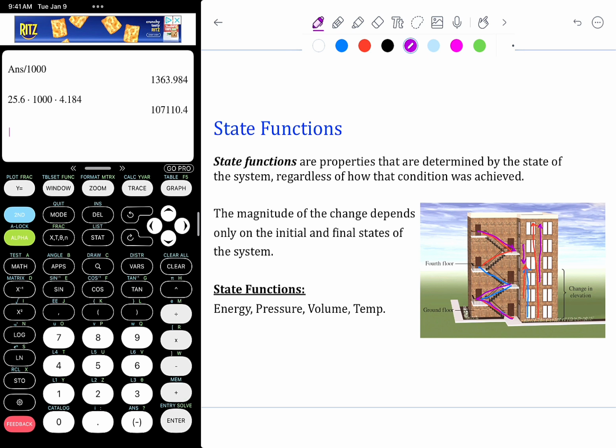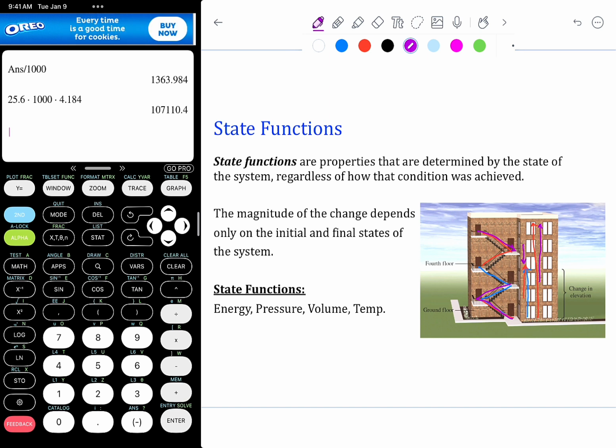You had to traverse 3 floors somehow to get there, whether you went up all 6 and then went down 2, or you went up 2, over 3, whatever, okay? So it doesn't matter how you got there, you got there. So examples of state functions are going to be energy. Okay, we only care about the energy before the reaction and after the reaction. It doesn't matter how it got there, but we just care about what the energy ended up being. Pressure, okay, is another state function. Volume is a state function, and temperature is a state function.